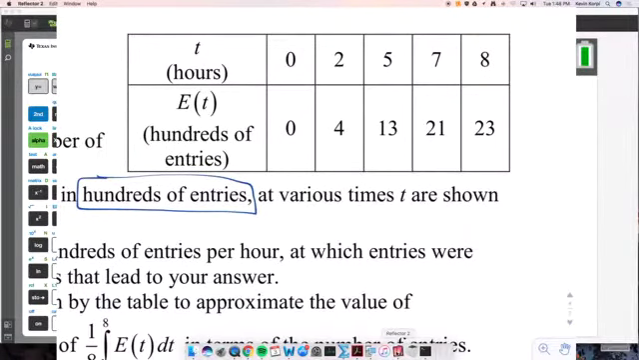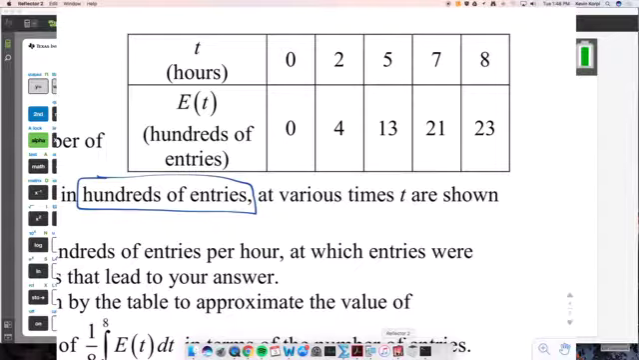So we have now a representation of a function not from a graph, but from a table of values. So let's make sense of it. At noon, at t equals 0, how many entries were in the box? 0, right? Which makes sense. If there was anything in there, then the contest was rigged. Someone put something in before it was time.